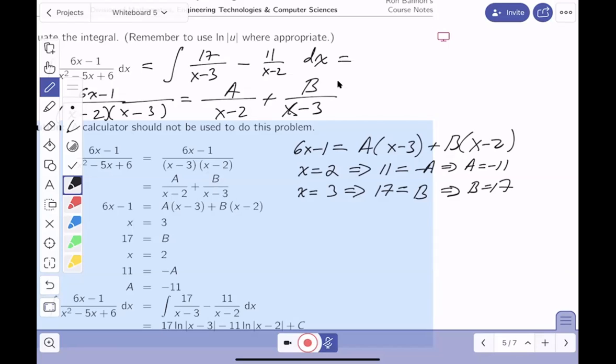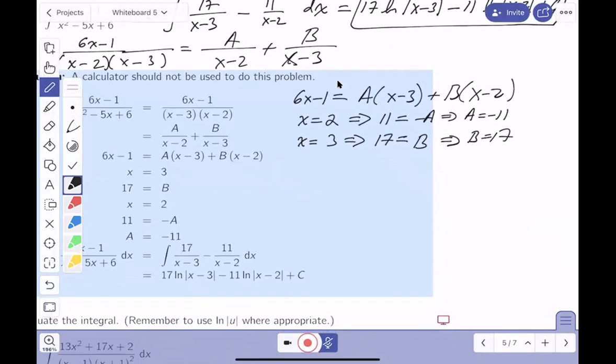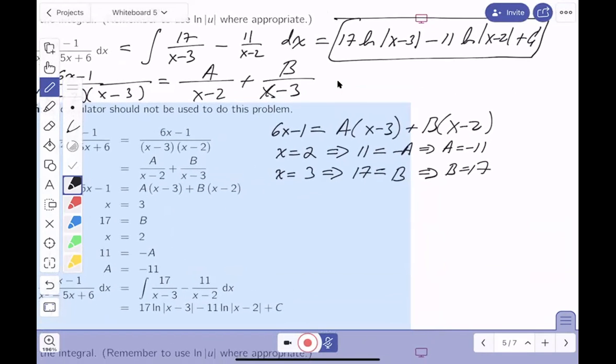Well, let's go to town. What do you get? 17, right? Natural log, absolute value, x minus 3, minus 11, natural log, absolute value, x minus 2, plus c. Box that in. And again, it's a good answer. I want to point out the answer you're staring at right over here.